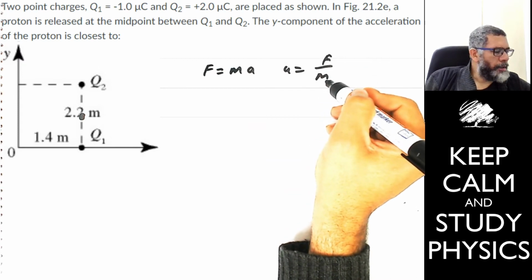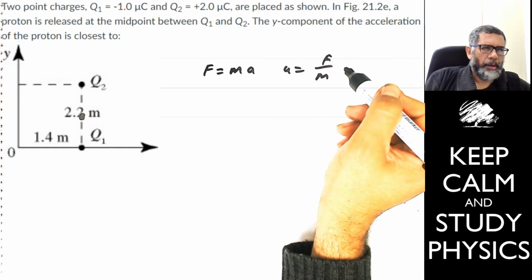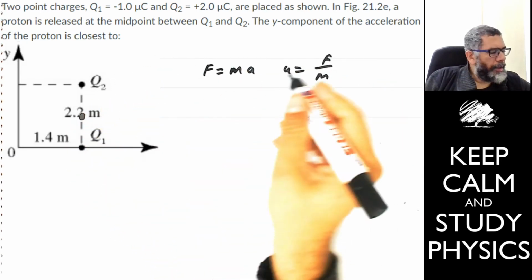And the proton mass is, I think it's 9.1 times 10 to minus 31. No, that was electrons. But the proton's is just 1,800 multiplied by the mass of the electron. Anyway, okay, so let's find this force.